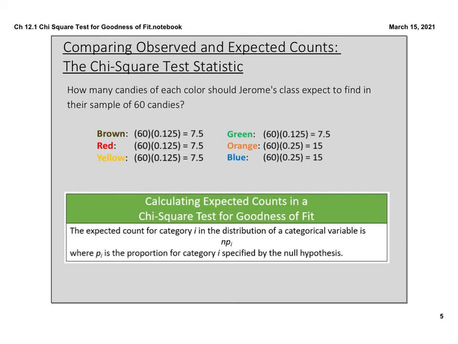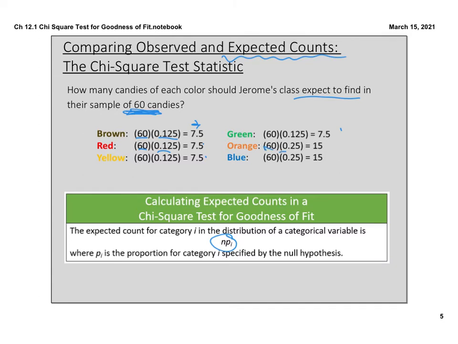So let's talk about how we figure out what the expected counts should be. You're going to be finding expected counts for all of these situations. It says, how many candies of each color should Jerome's class expect to find in their sample of 60 candies? Well, the way you get your expected counts is by taking n times whatever that probability is. So if I take 60 times the 0.125, which is what I expect, I get 7.5. 60 times the 0.125 for red, 7.5. Same for yellow, same for green.